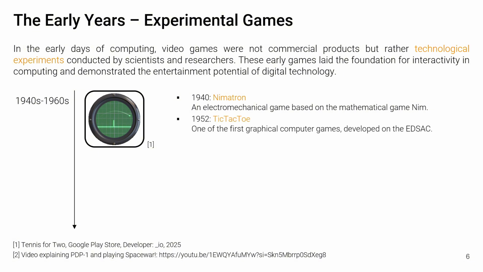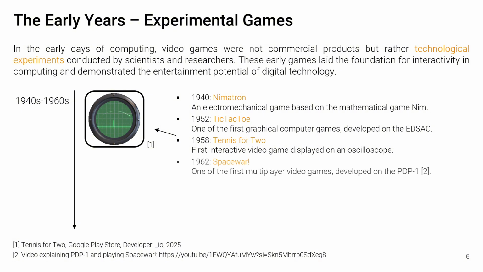With Tic-Tac-Toe, we have the first graphical computer game in 1952, which even had the first simple AI opponent. Tennis for Two came in 1958, and is certainly the most famous example of the computer game pioneers, and was played on an oscilloscope at the time. You may also be familiar with Space War from 1962, which is considered one of the first multiplayer games.